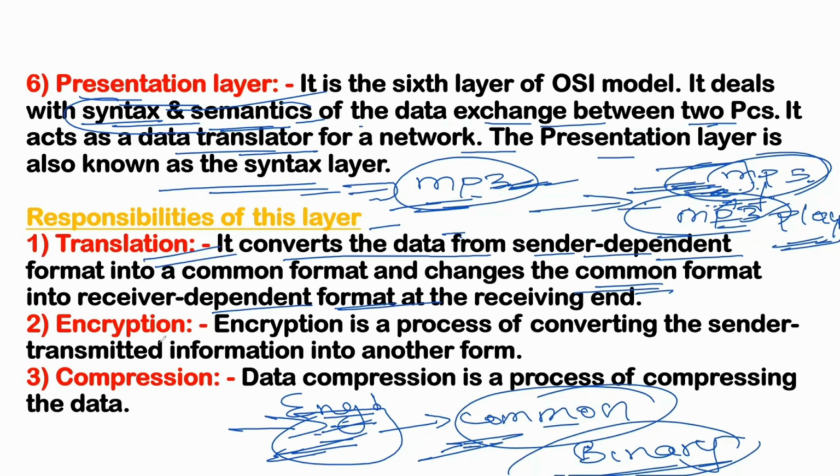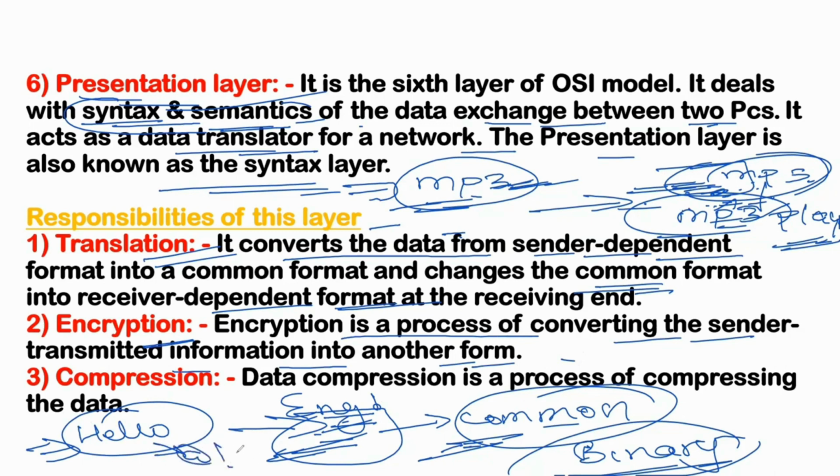The second responsibility is encryption. Encryption is a process of converting the sender's transmitted information into another form. Suppose we have the word hello written in a file. It will be encrypted into a format that is not human readable, like at the rate, hash, a dot, something. It is an encrypted format that depends on the operating system.